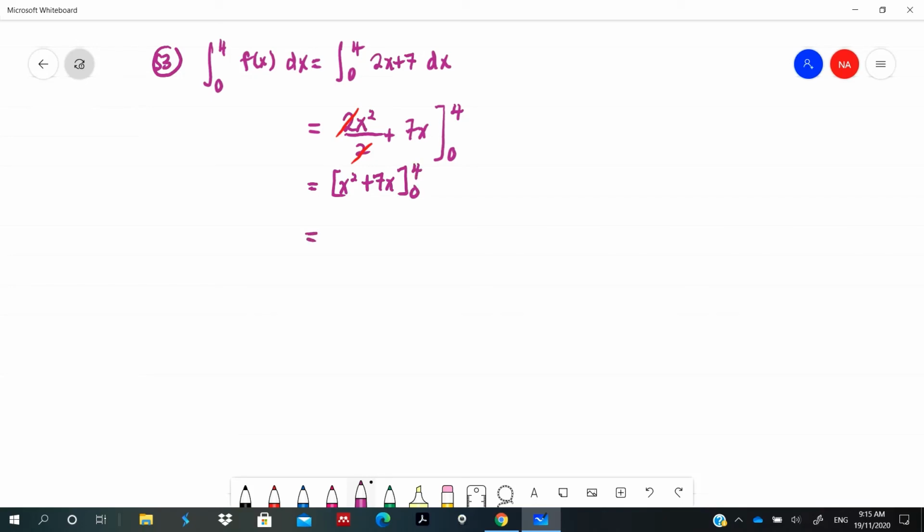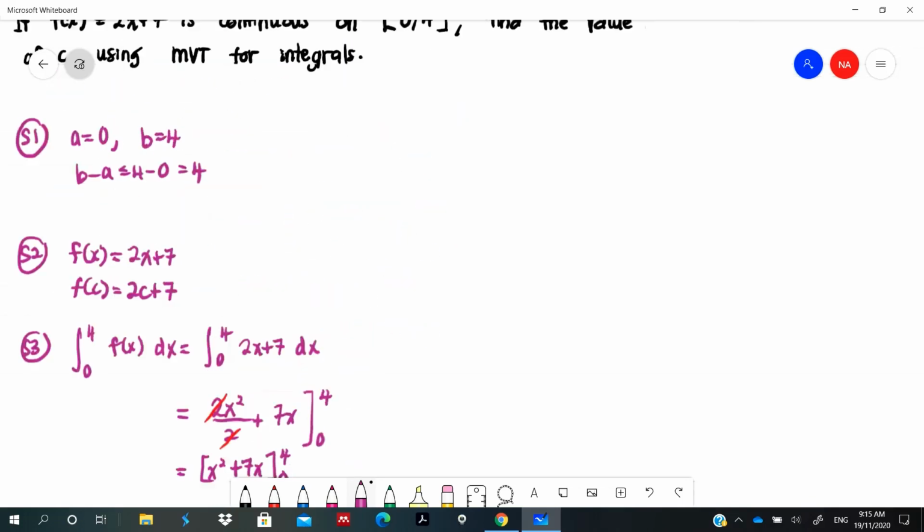The next step is to substitute the value of x with 4: 4 squared plus 7 multiplied by 4, minus the value at 0. When we substitute x with 0, we get 0. So we have 4 squared plus 7 multiplied by 4, and we get 44. So that integral is actually 44.